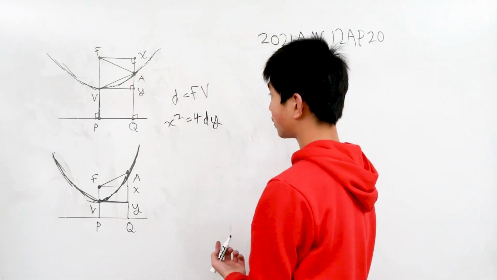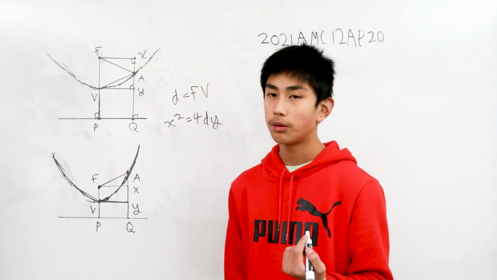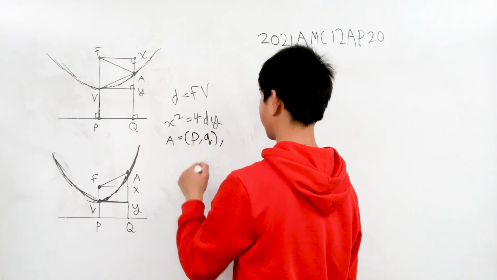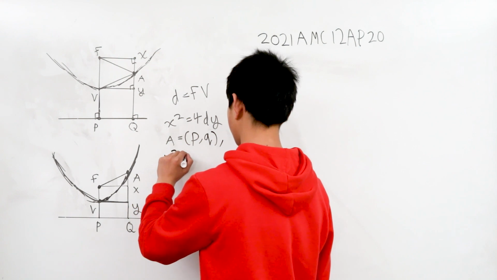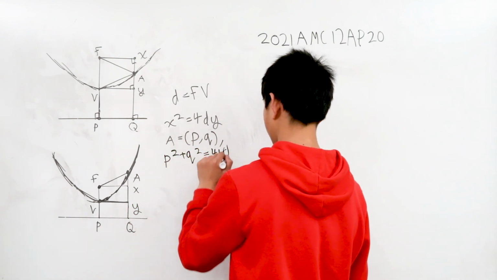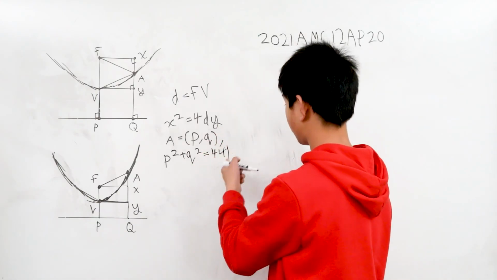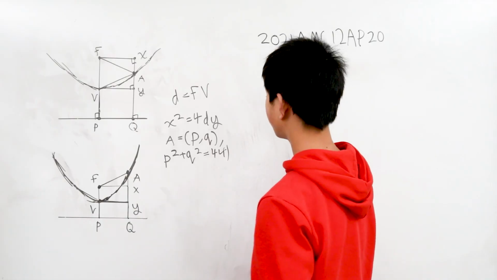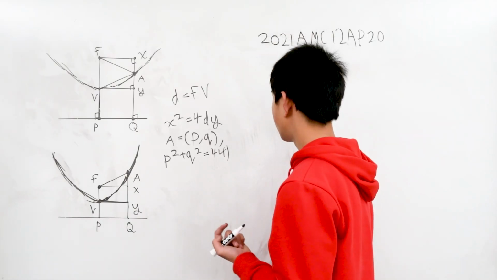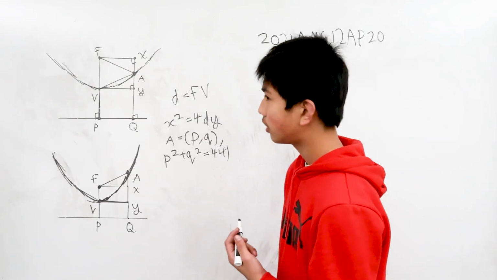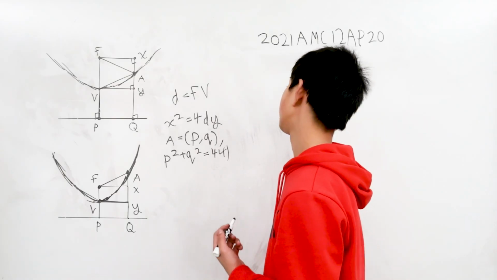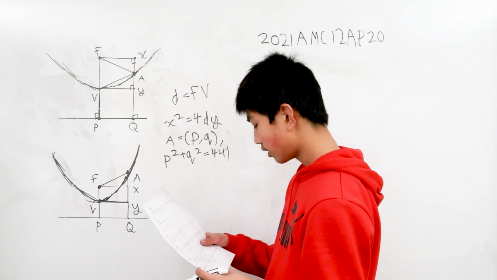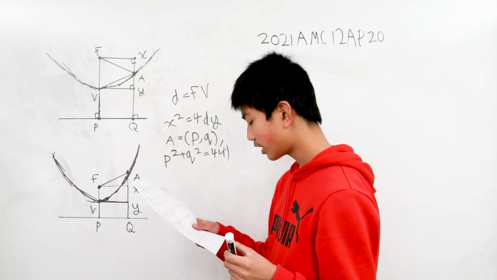Now, since we're talking about point A, we can express its coordinates as (p, q), where p squared plus q squared is 441, since you square 21. We use this by the Pythagorean theorem. Also, we realize that A is 20 units away from the focus, because we know AF is 20 and AV is 21.